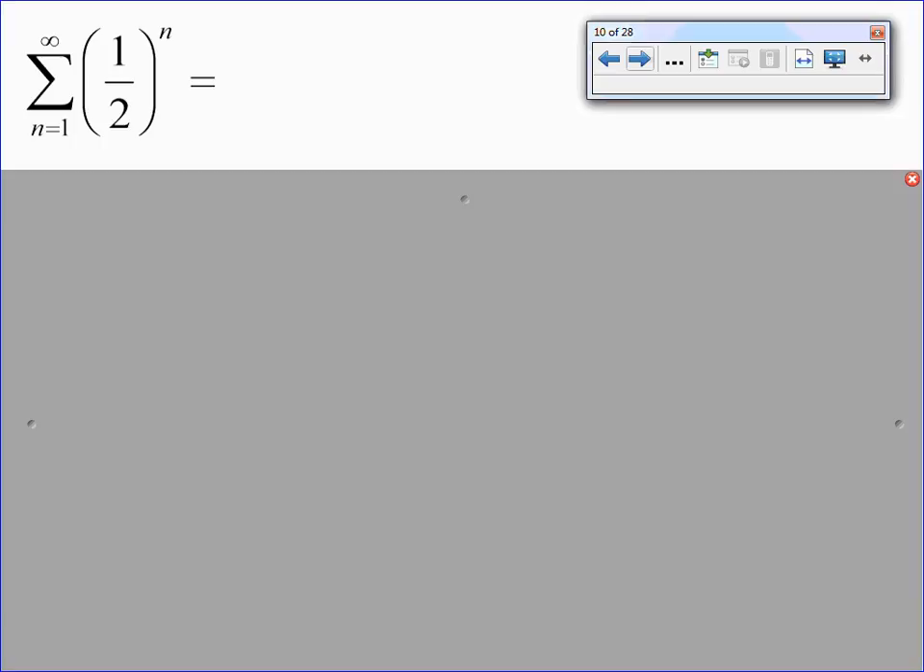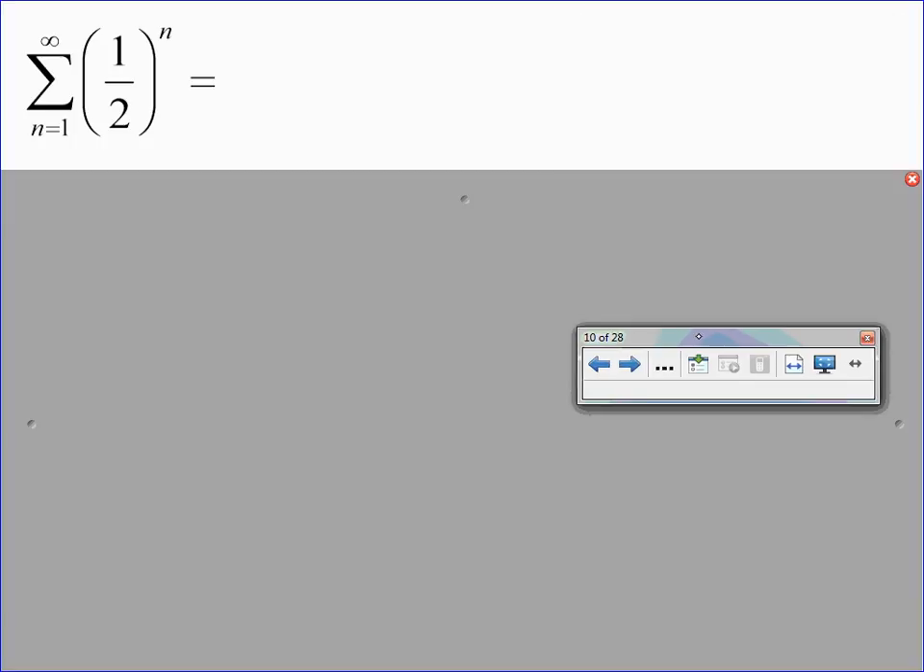So we have the sum of not the first 5 terms like we just developed, but the sum of an infinite number of terms. We started summing, there's our s sub 1, and then we kept on going. There's our s sub 2, and we kept on going.